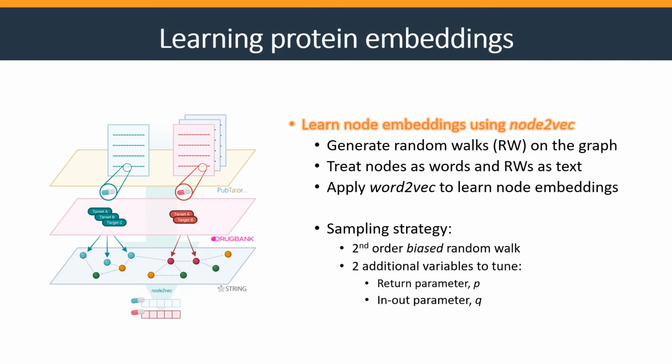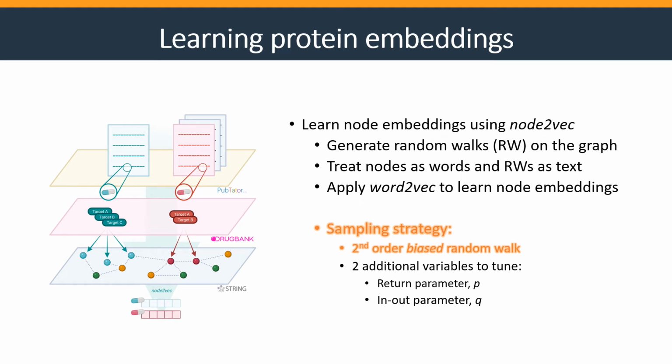An elegant way of approaching this is to use Node2Vec. Node2Vec starts with generating random walks on the graph. It then treats nodes as words and random walks as text, and so it can simply apply Word2Vec to learn those node embeddings, and in this case, nodes are proteins. The issue here, however, is that by including Node2Vec, we also introduce complexity to our model. And this complexity is directly associated to the sampling strategy that is used by Node2Vec.